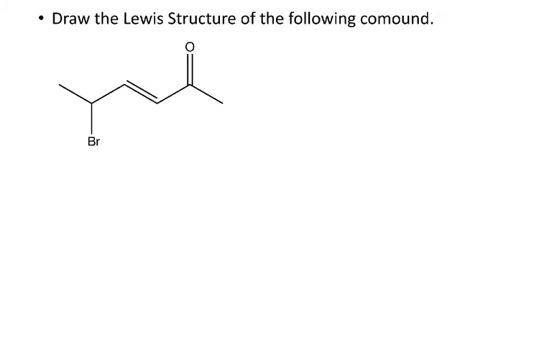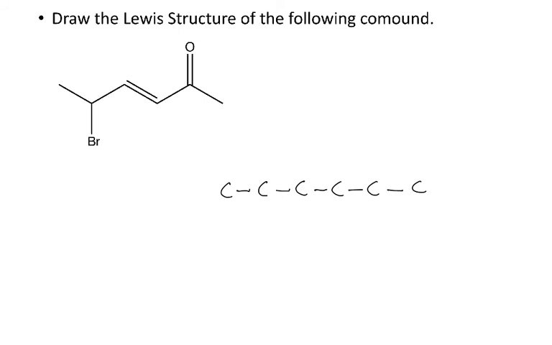Okay, let's go in the other direction. Let's go from the bond line structure to the Lewis structure. Really, the only tricky thing about going in this direction is you've got to remember to count the hydrogens right. What I usually do is put in the carbons, then put in everything else, and lastly go in and fill in the hydrogens. So I have 1, 2, 3, 4, 5, 6 carbons.